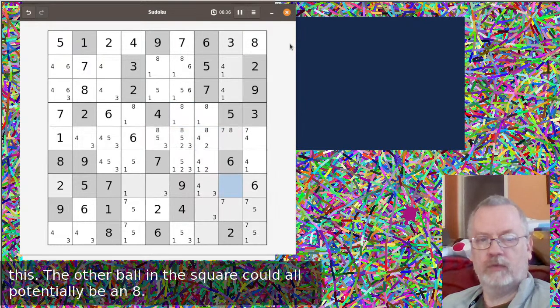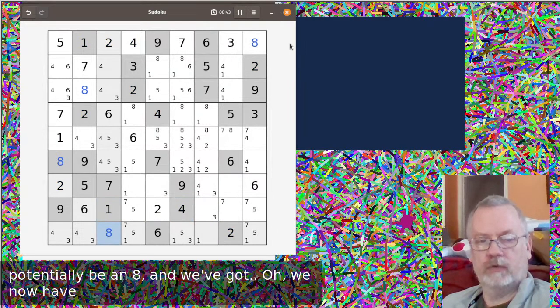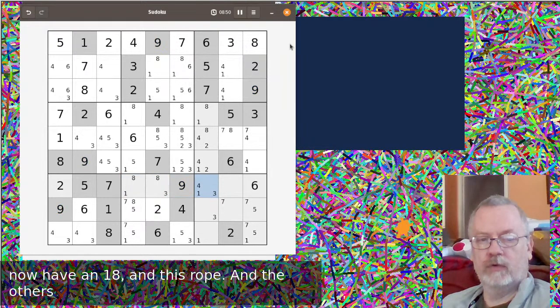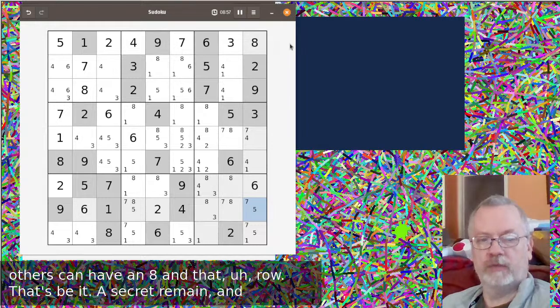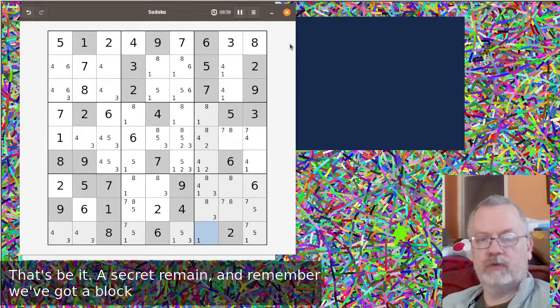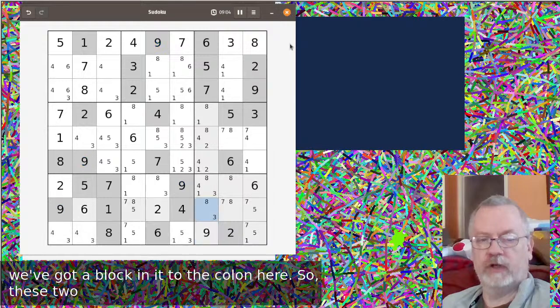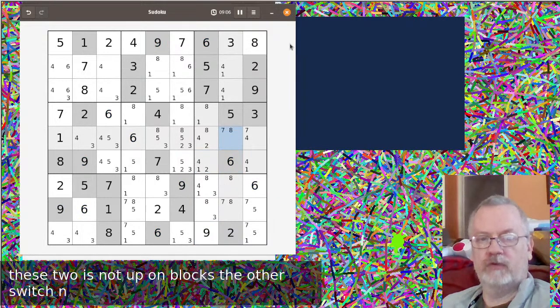And we've got that taken care of. We now have an 8 in this square row, so none of the others can have an 8 in that row. So let's mark the other possibilities that remain. And remember, we've got a block at the top of the column. So one of these two is 9, and the top of the column blocks the other one, so this is 9. That means this one here in the middle of this square is going to be a 9.